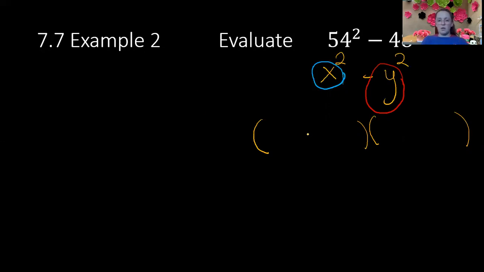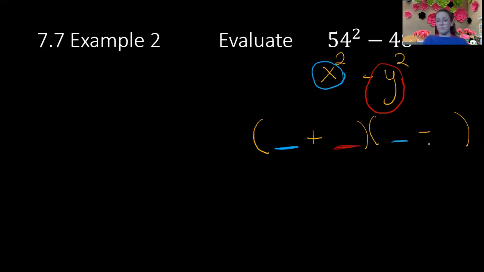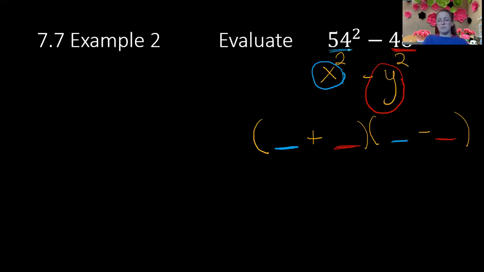Okay, so what we're going to do is take our two parentheses and plug them in right there, and we're going to have one that's a plus and one that's a minus. So we take the blue term and it's going to go in the front, and the red term, whatever colors you use, or box and circle or square and triangle, whatever you want to do. But instead of doing it with x and y, we can do it with these numbers. It's the same thing.